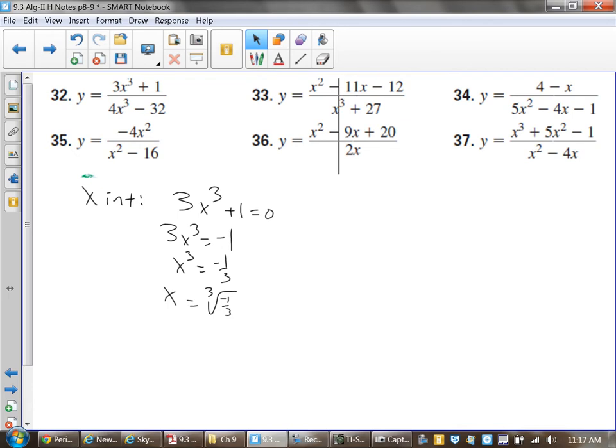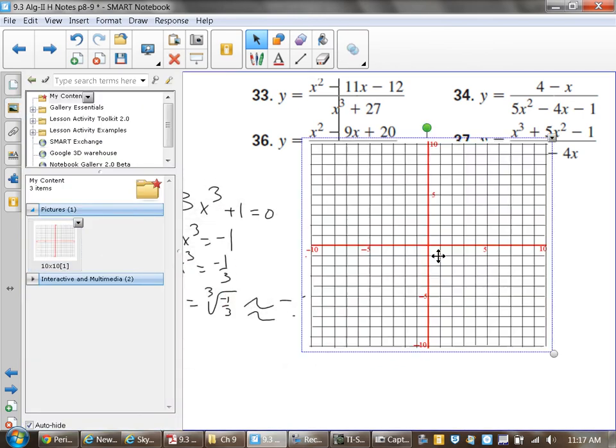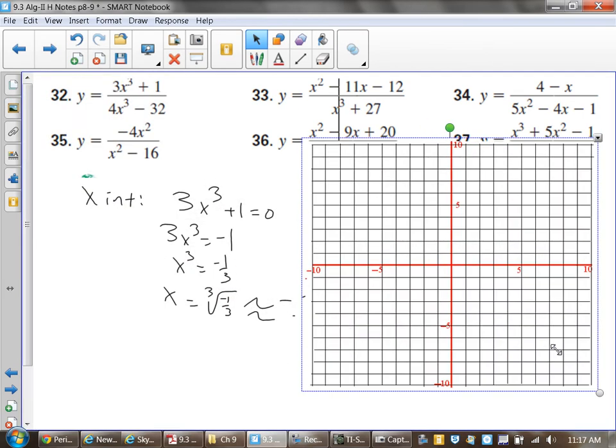How do you do that? You type it in your calculator. So if you type in your calculator the cube root of -1/3, I believe you get roughly -0.7 after you round it all off. So in this case, there's your x-intercept. On your graph, that's what you would start with. My x-intercept is located about here.